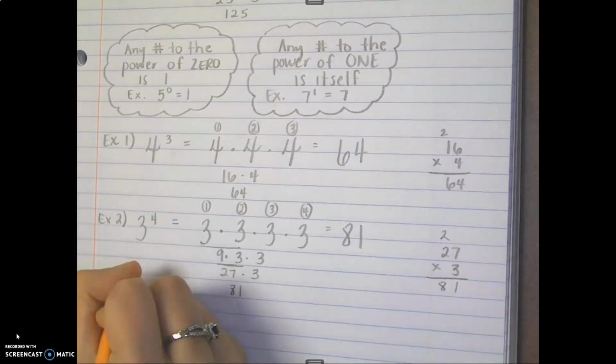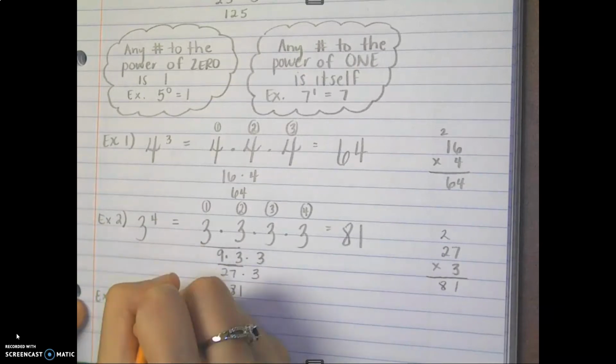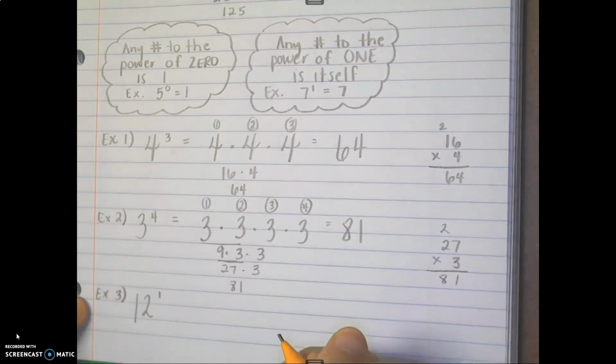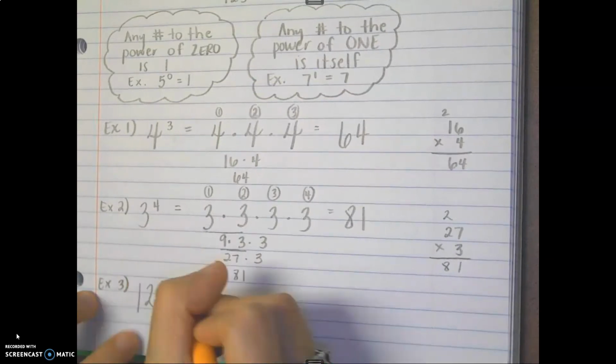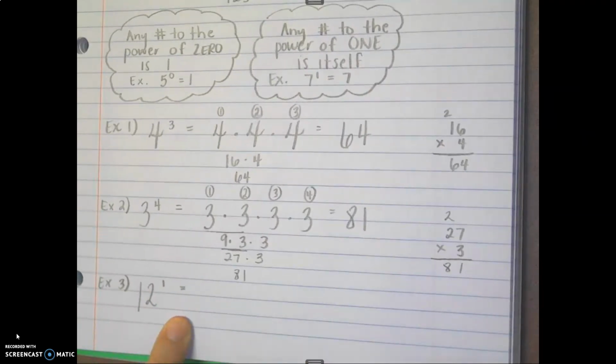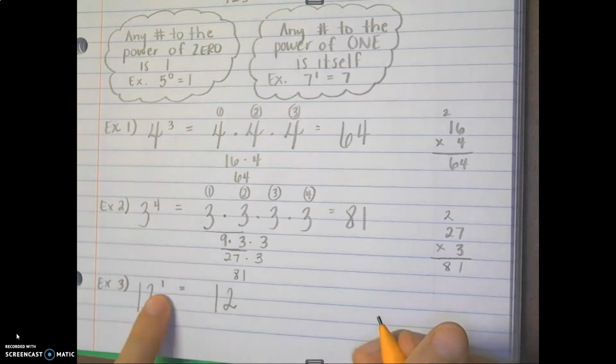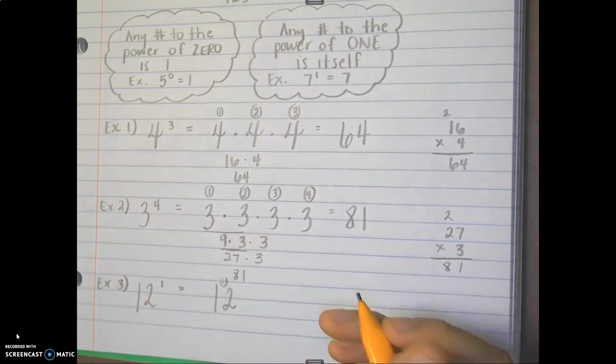What about 12 to the power of 1? Well, since I have an exponent of 1, that means it's going to be 12. But if I were to write it in expanded form, I would have 12 one time, and it equals 12.